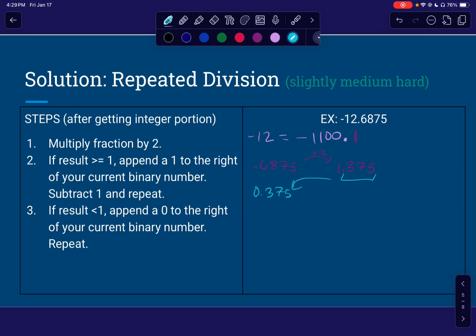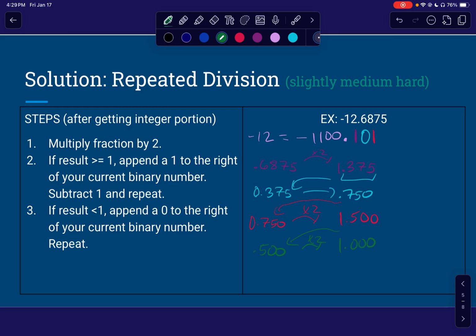Okay, so 0.375 times 2 is going to give us 0.750. Is that greater than or equal to 1? No, it is not. So we are going to put a 0 right there. Then we are going to bring this guy down, 0.750, multiply by 2. That gives us 1.5. Is that greater than or equal to 1? Yes, it is. We're going to append a 1, subtract 1, bring him down, multiply by 2, 1.000.